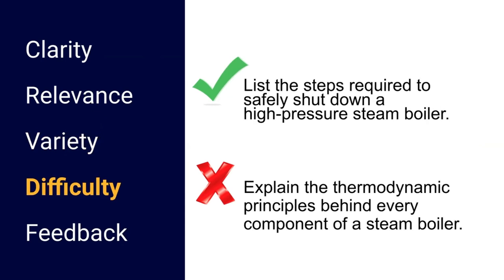Choosing the appropriate difficulty is also important. The question should challenge the students to think through the concepts, but also should be achievable. So an example of a good version of this would be list the steps required to safely shut down a high pressure steam boiler. Well, they should know the steps. So that is a very clear question. It's achievable, but they do have to know something about them in order to answer that question correctly.